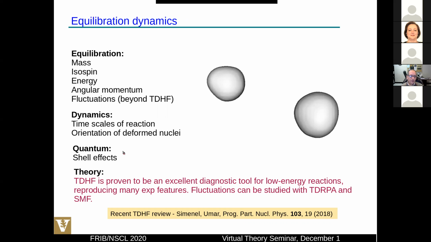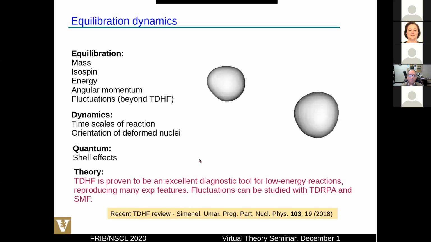And also, since we're dealing with a quantal system, what also influences equilibration are shell effects. So these are all, I'm going to give you some brief examples of these before going into the discussion of these. And I'd like to point out that there's a review of TDHF in this paper, for those interested in finding out more about it.